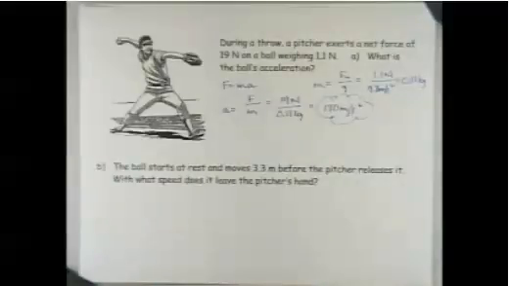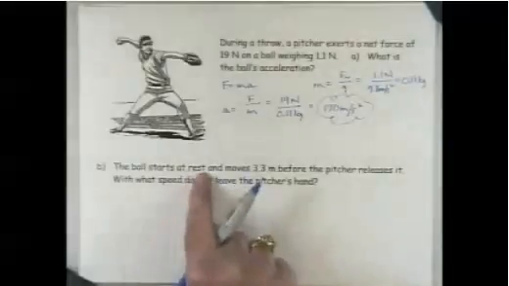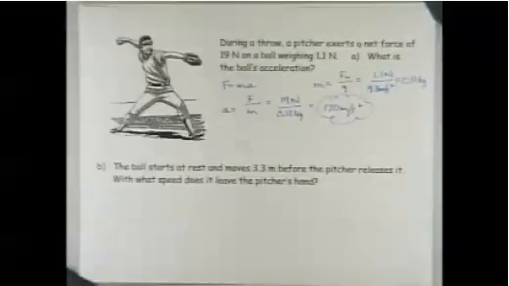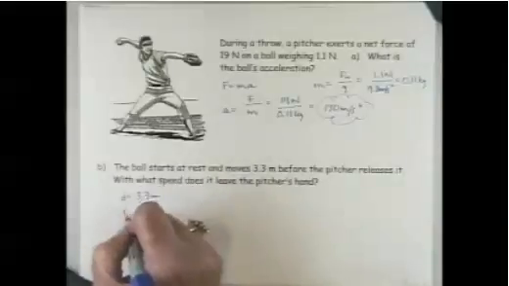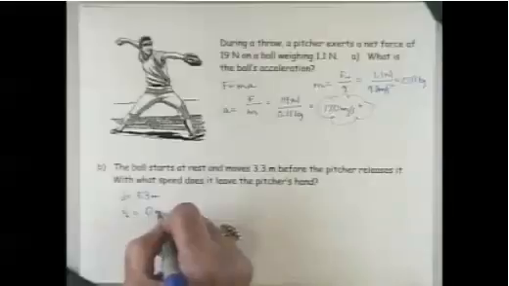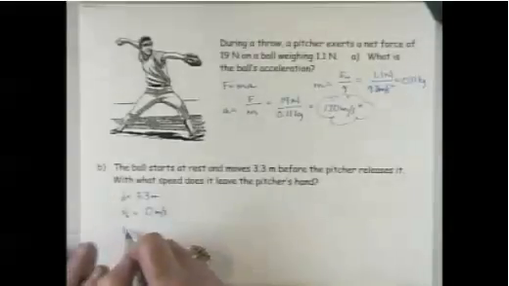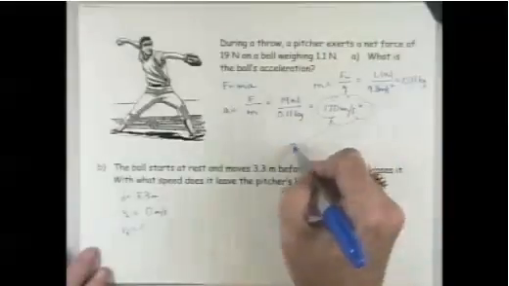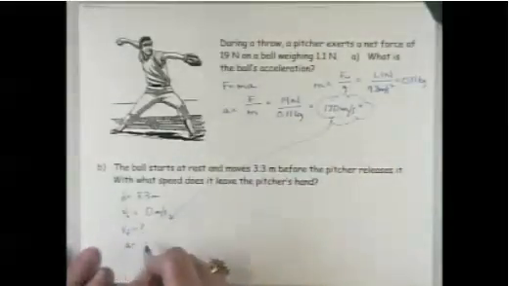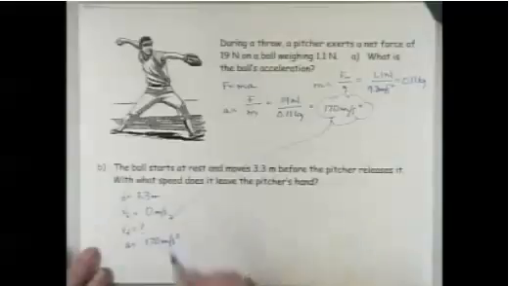Now for Part B. You should recognize this one as an acceleration problem because we have starting at rest, moving so far. We want to know the speed that the ball has when it leaves the pitcher's hand. And so we'll jot these down. Our displacement is 3.3 meters. We're starting at rest, so initial velocity is 0. We want to know the final velocity, and we're going to have to know the acceleration. We can't solve an acceleration problem without acceleration, so we'll use the answer to Part A and put it here, 170 meters per second squared.